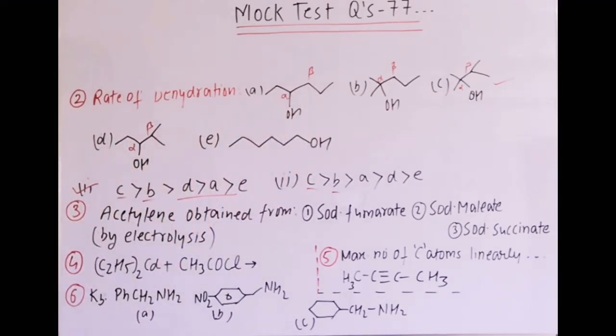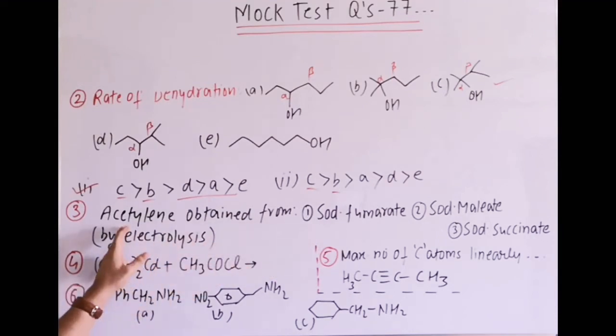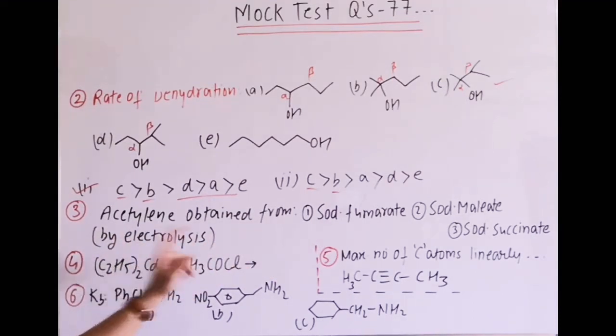Next question is acetylene obtained from among them by electrolysis. You have to identify among them which can give acetylene gas by electrolysis method. These are the options given. Fourth one is a direct question. I think the last to last mock test had the same question, so you can write the answer. It is dialkyl cadmium with acetyl chloride.